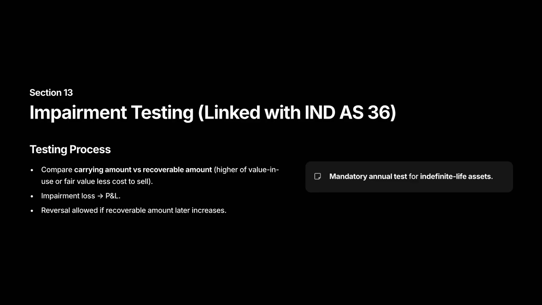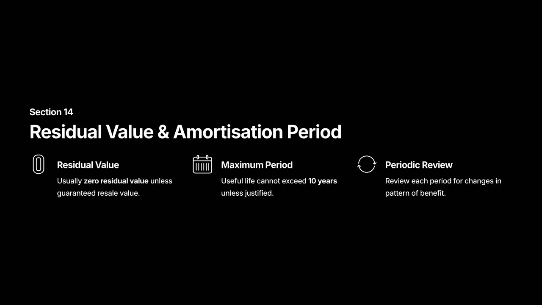Indefinite life assets, like renewable trademarks, have no foreseeable limit to their benefits and are therefore not amortized. However, they must be tested for impairment every year to ensure their carrying value isn't overstated. The distinction matters because it affects both expense timing and balance sheet strength.